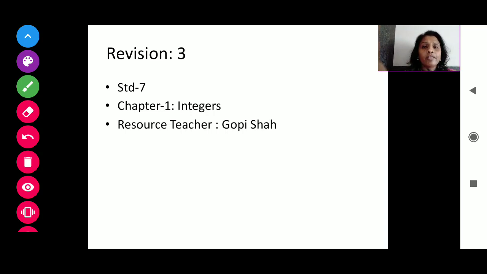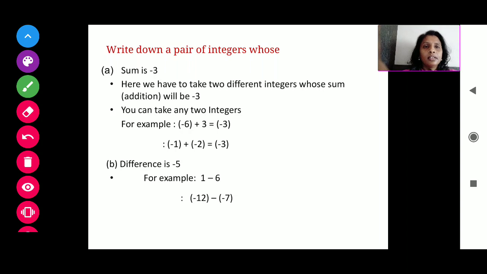Now we will move forward on our revision. Here first one is like this: write down a pair of integers whose sum is -3. So here you have to find out two different integers whose sum is -3.